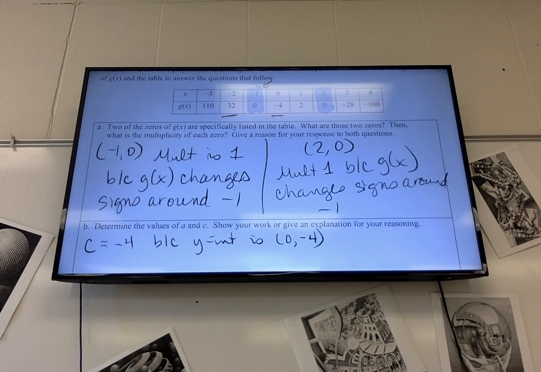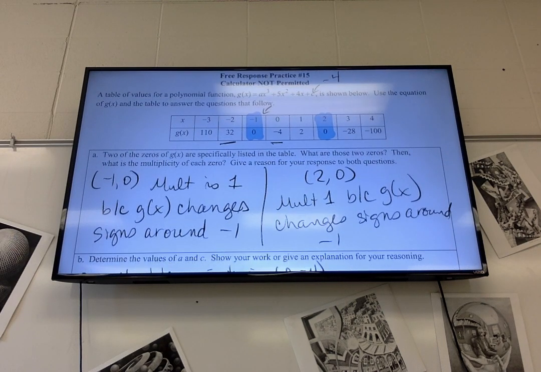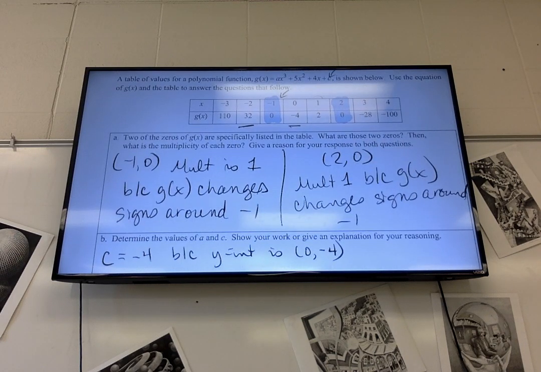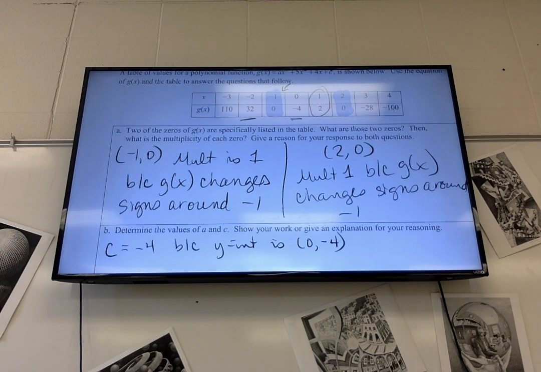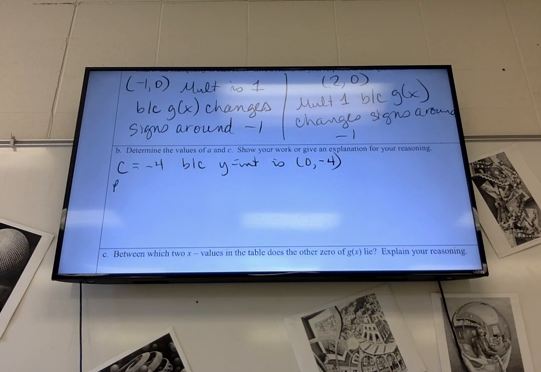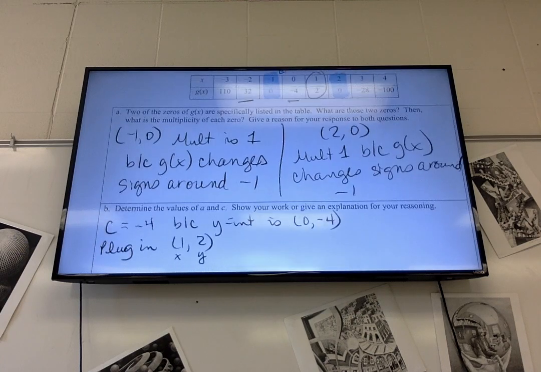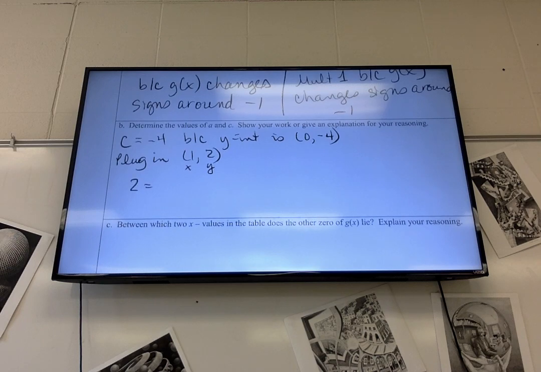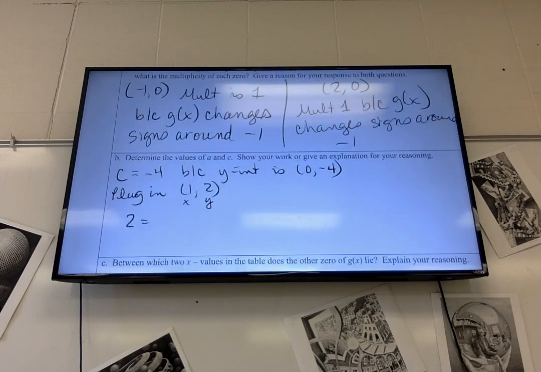And then to find A, we can just pick a point and plug it in. So the easiest one I think to pick would probably be 1. Maybe -1, but I'm going to pick 1. So we're going to plug in the point 1, 2 for x and y, or f of x, or whatever it is, g of x. So g of x is 2. Don't know what a is. X is 1.